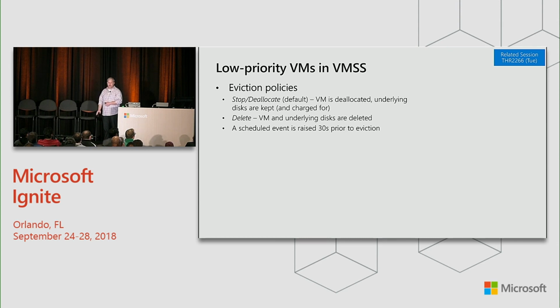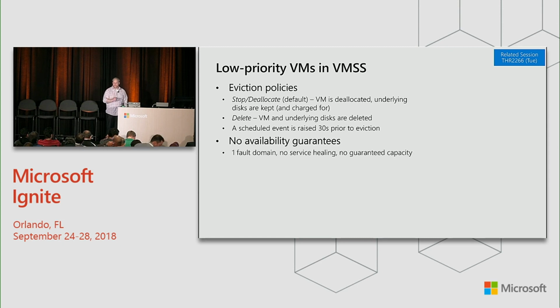Now those VMs, if we need that capacity, if hardware fails or other standard priority VMs come in, they get evicted out. And you can choose on eviction if you want them to just be completely deleted, or you can just have them stop deallocate, which keeps all of the OS disk and all the data disks intact. There's no specific availability guarantees, again, because of the low priority nature of that. You get one fault domain with that. And if the hardware you're running on fails, it doesn't service heal automatically.